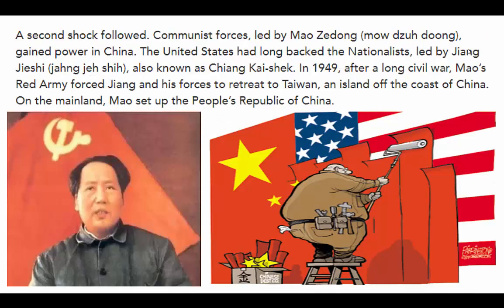A second shock followed. Communist forces led by Mao Zedong gained power in China. The United States had long backed the nationalists led by Zhang Jieshi, also known as Chiang Kai-shek. In 1949, after a long civil war, Mao's Red Army forced Zhang and his forces to retreat to Taiwan, an island off the coast of China. On the mainland, Mao set up the People's Republic of China.